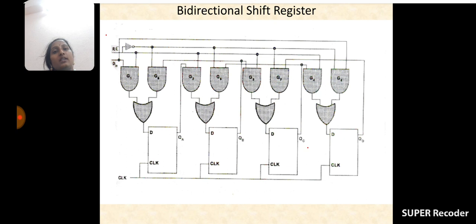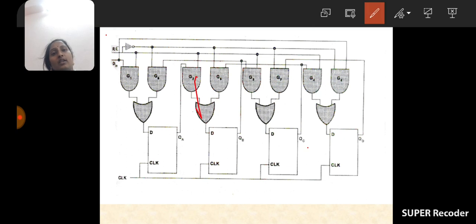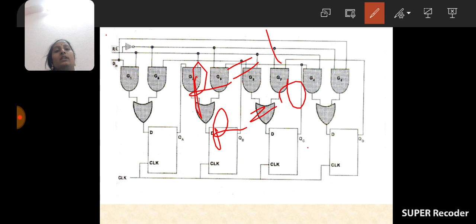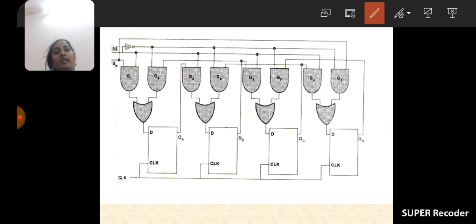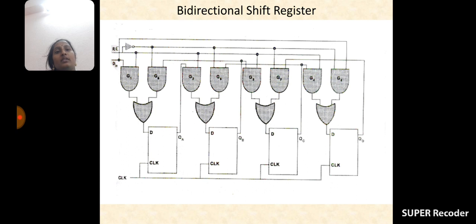If R is equal to 1, then the data must be transferred to the right side, left to right. If R is equal to 0, the data must be moved from right to left. Is it clear? So in this way, by the application of clock pulses, the data must be moved either from left side to right side or right side to left side. Is it clear? So this is the block diagram of the bidirectional shift register.